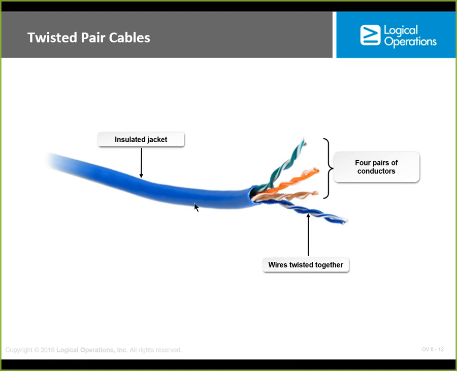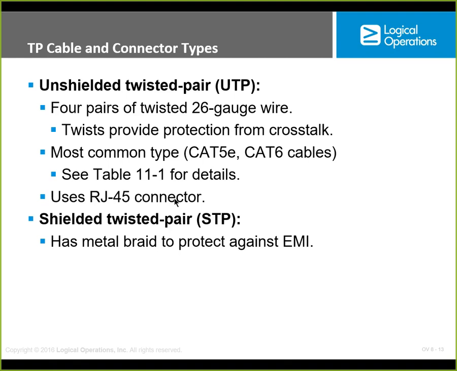When we look at those things, and those are going to be used in the standards here in a few minutes. Unshielded twisted pair, 4 pairs of twisted 26 gauge. Twists provide protection from crosstalk.